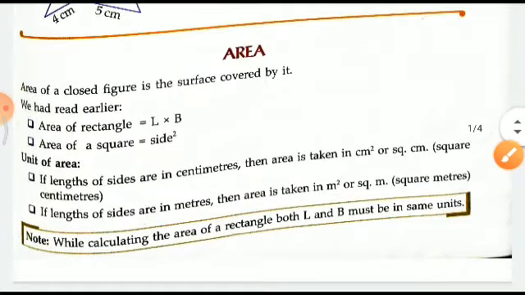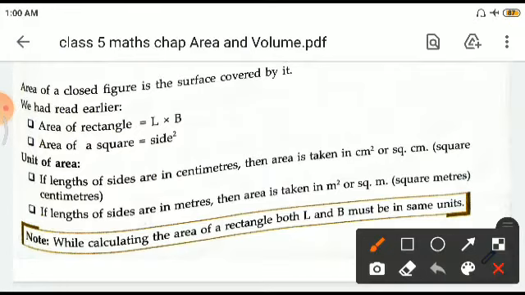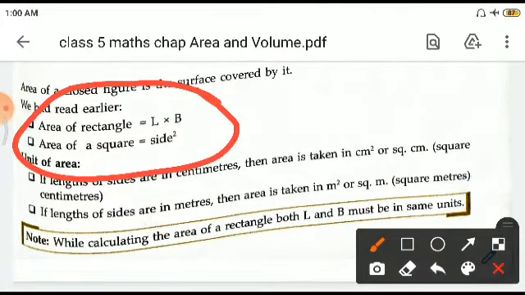Now in area, the two basic formulas are for area of rectangle, its length into breadth, and area of square is side into side or side square. The unit of area: if the lengths of the sides are in centimeter, then the area will be in centimeter square, and if the sides are in meter, then it will be meter square.